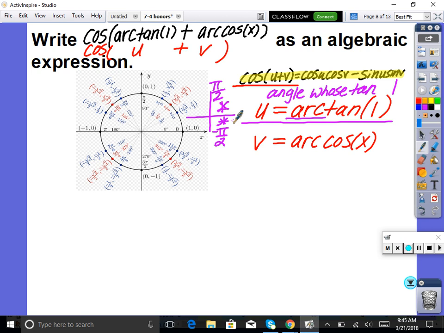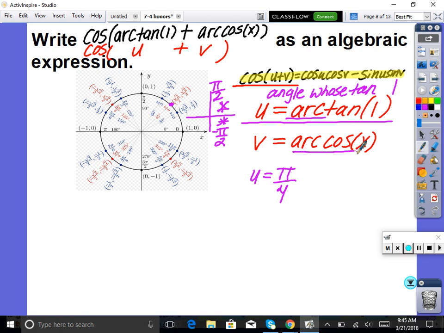So where on this interval is the angle where the tangent simplifies to be 1? Yeah, let's do radians, but you're not wrong. 45 degrees or pi fourths. So u is literally pi fourths. Well, that's a lot prettier than arctangent of 1. Now, right here, it says we have an angle whose cosine is x. We can't do that on the unit circle.